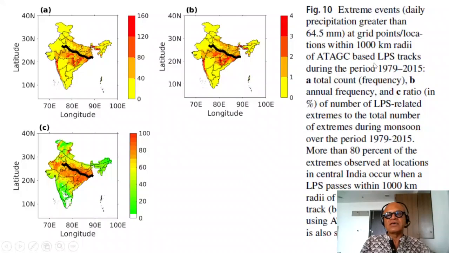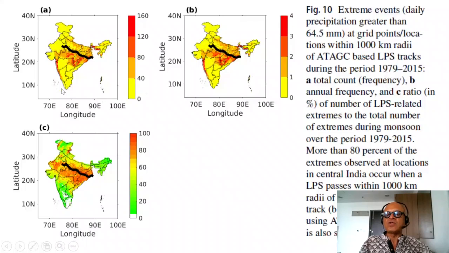So to look at the extreme rain, extreme events, daily precipitation greater than 64.5 millimeter at grid points or locations within 1,000-kilometer radius of the algorithm-based ATAGC LPS tracks. So the LPSs are typically a couple of thousand kilometers in size, so you want to use some spatial extent to see if the models or the tracking methods are producing rainfall within the decorrelation scale of the LPSs. This period is 1979 to 2015.